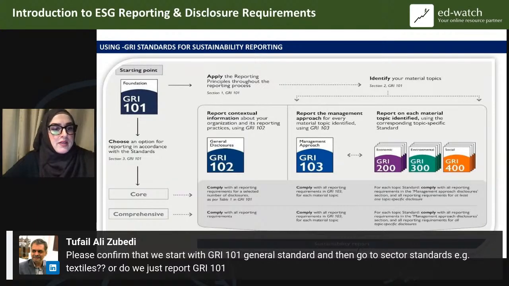Things are not very complicated. You just have to sit and discuss with your stakeholders what their needs are, and based on their needs, choose the reporting standard which is relevant to you.